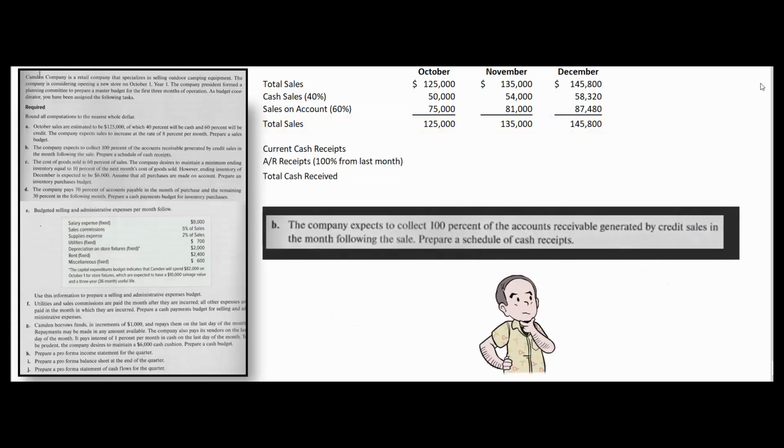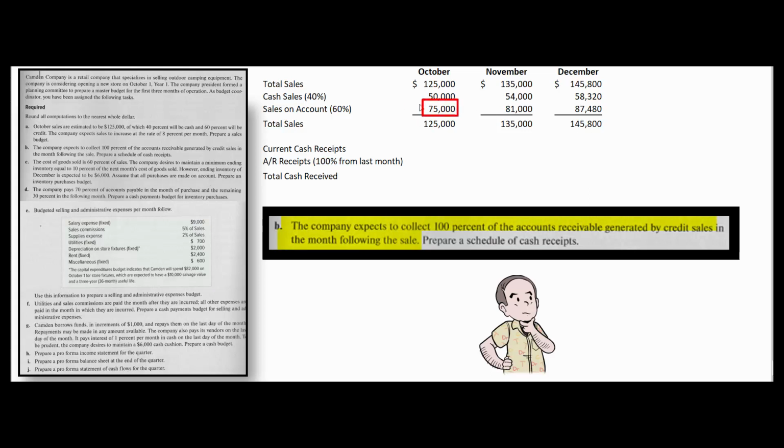Next, the problem tells us that we collect 100% of our sales on account during the following month. So this $75,000 of October's sales on account will be collected in November. This $81,000 of November's sales on account will be collected in December. And at the end of December, we'll have an accounts receivable balance of this $87,480.